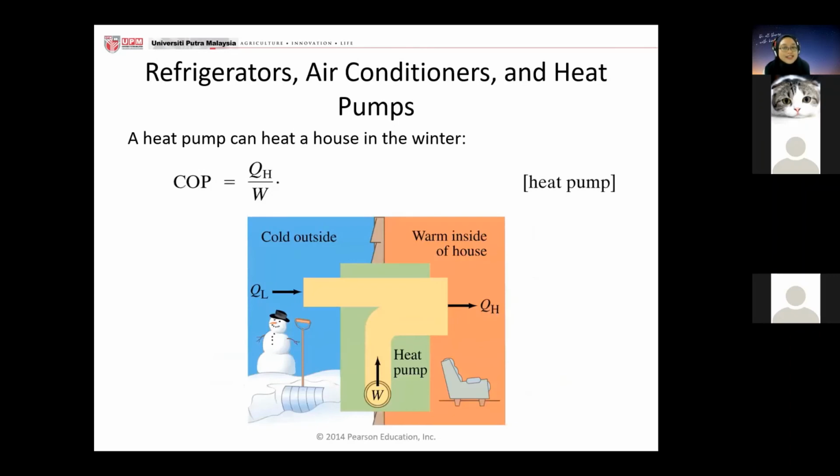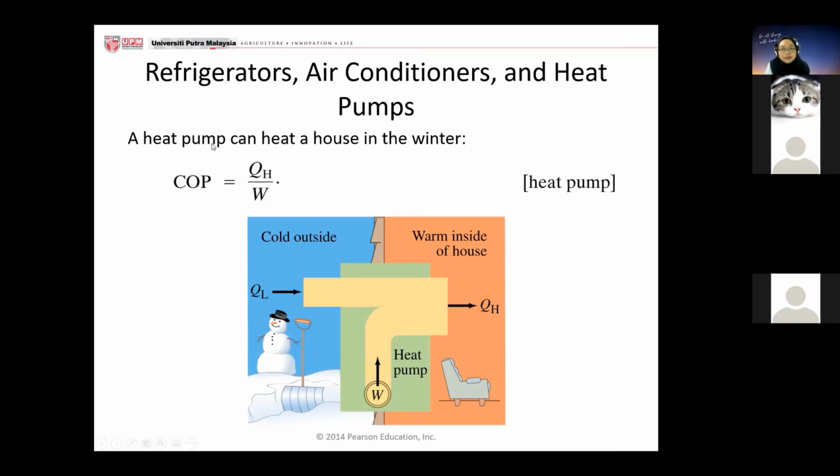And of course, lastly, heat pump. We don't really use this because we are in a temperate country. But in places that have 4 seasons, in winter, it's very, very cold. And again, this is something similar.